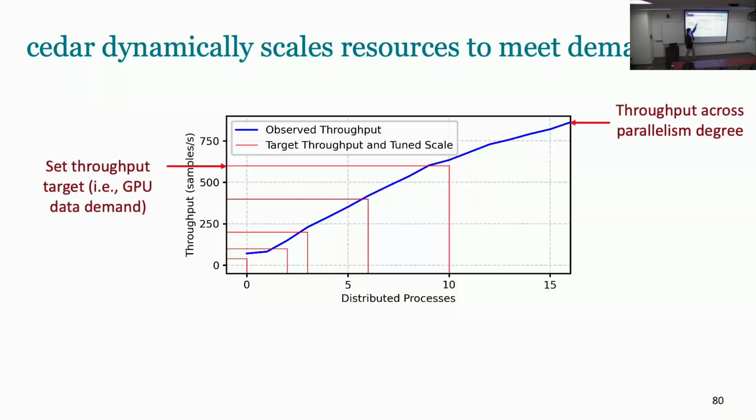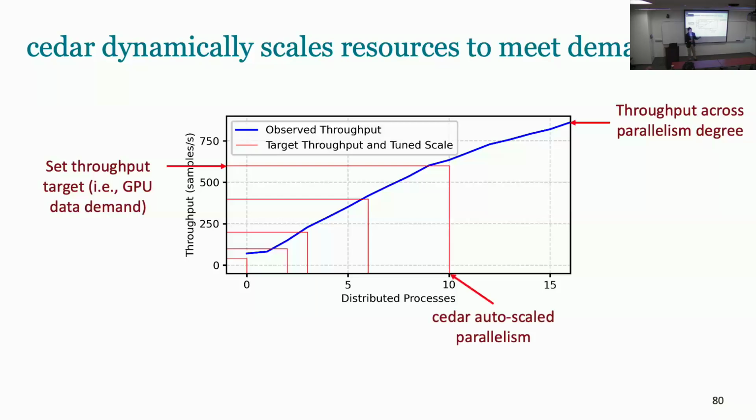Then each horizontal line shown here represents a different target training throughput that we set. For example, this line here shows that we simulated a training job which requires 600 samples per second to keep up, to make sure that we're not stalling the GPUs. We did five different target throughputs. Then the vertical line shows the auto-tune or auto-scale parallelism that Cedar converges to for each of these targets.